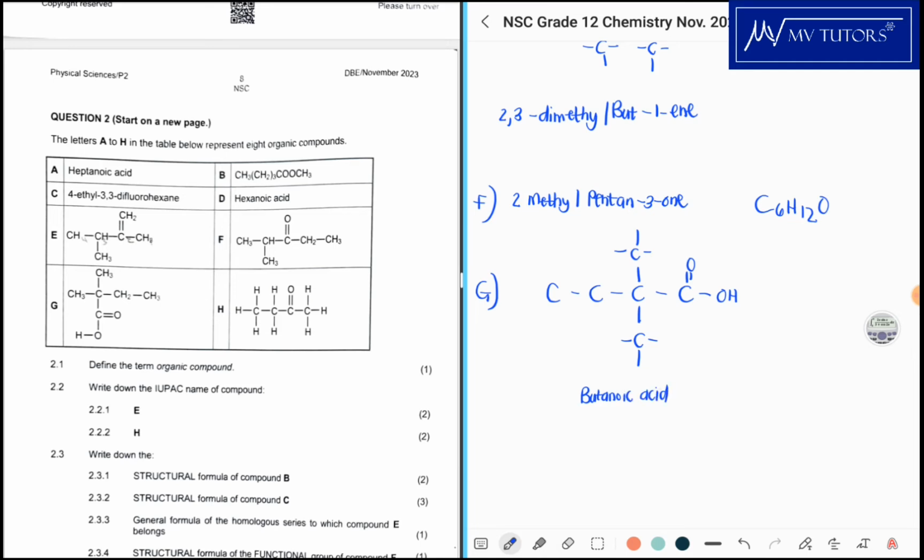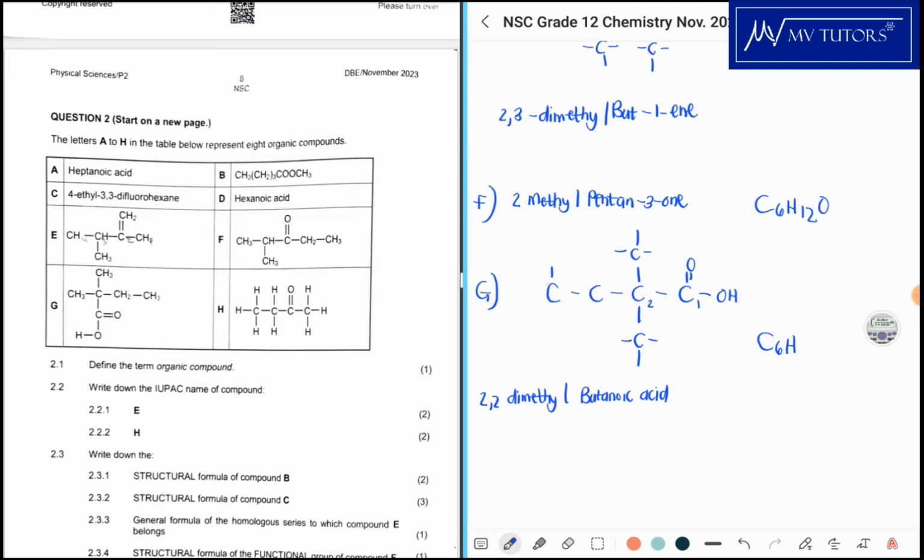And on the second carbon, this is the first, second, I have 2 methyl groups. So 2,2-dimethylbutanoic acid. Okay, how many carbons? Well, there are 6 of them.